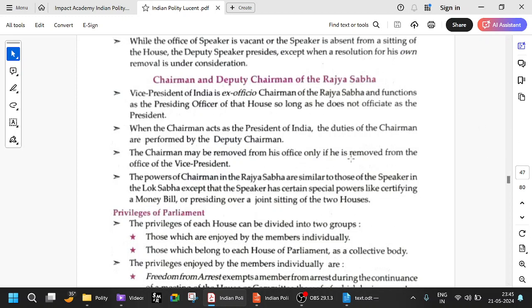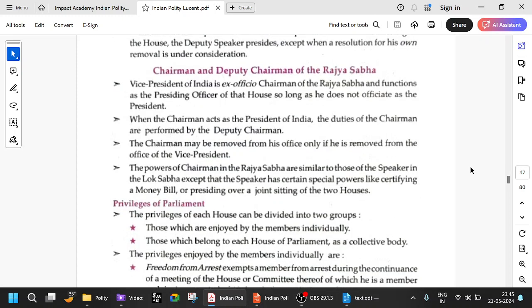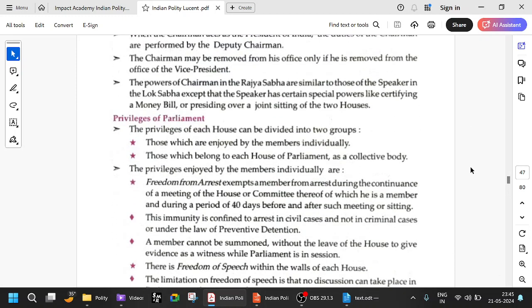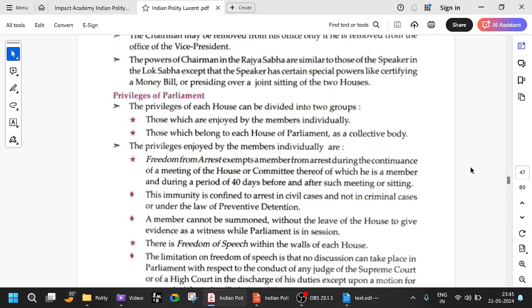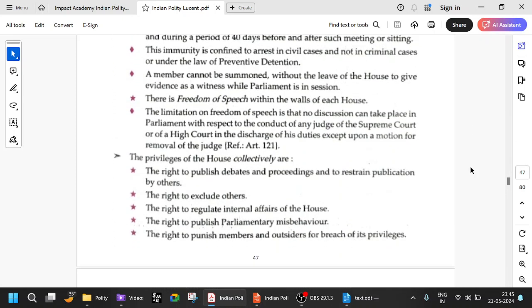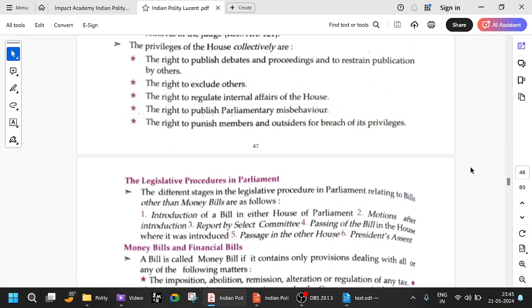The powers of the chairman in the Rajya Sabha are similar to those of the speaker in the Lok Sabha, except that the speaker has certain special powers like certifying a money bill. Because a money bill has nothing much to do with the Rajya Sabha. The powers over the money bill lie with the Lok Sabha. The Rajya Sabha does not have the deciding factor; it can just go through. So the speaker has more powers than the chairman of the Rajya Sabha.